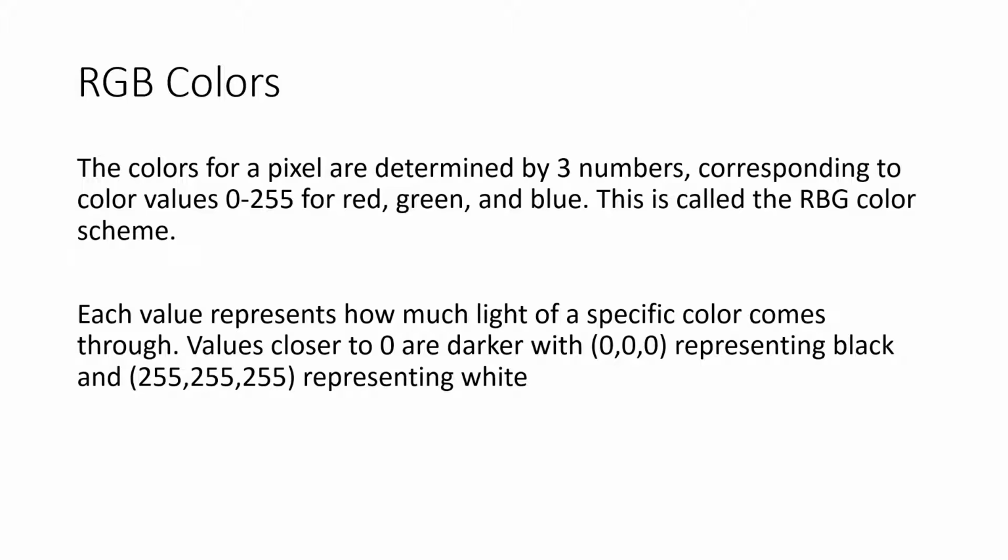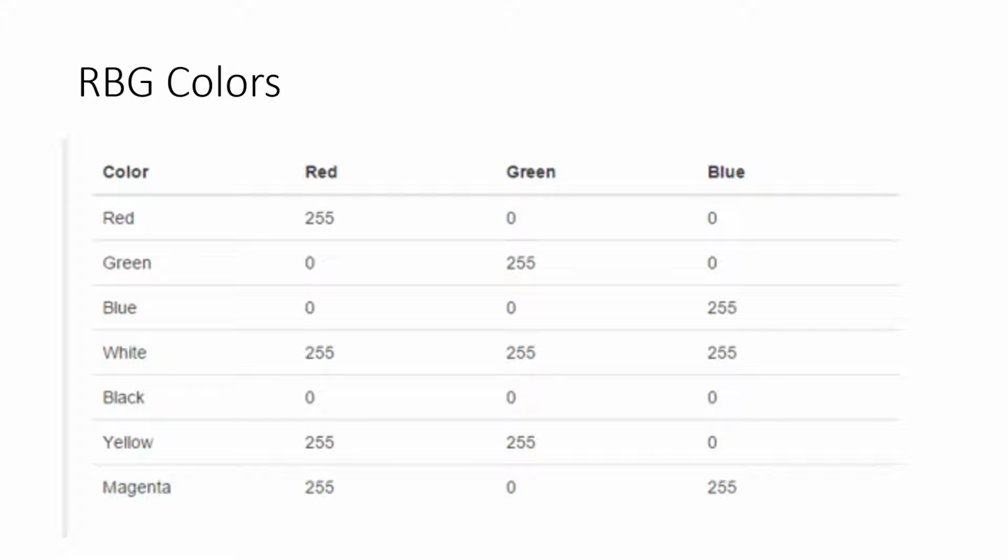The reason for this is that you can think of a value of 0 as meaning that there is no light coming through at all, and the absence of light creates darkness and creates the color black, whereas the color white represents an overabundance of light, so much light that you can't distinguish specific colors.